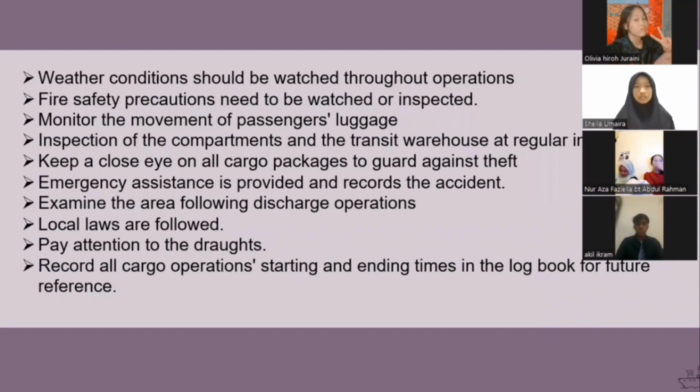After that, emergency assistance is provided and the accident is recorded. If any accident happens, we need to record the accident and inform the cargo officer. Then examine the area following discharge operations. After that, local laws are followed, every local law. And pay attention to the draughts, like I already told. Then record all cargo operations, starting and ending times, in the logbook for future reference.